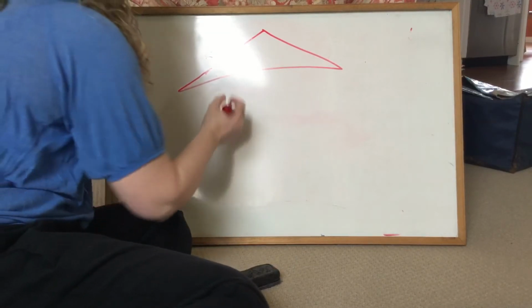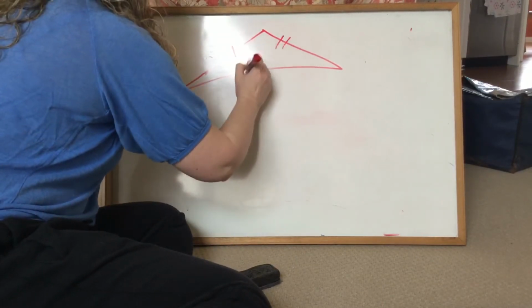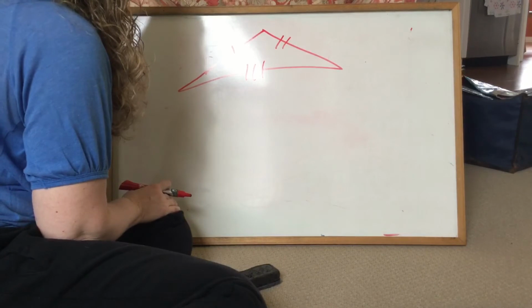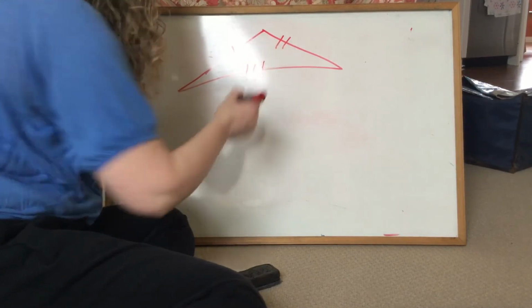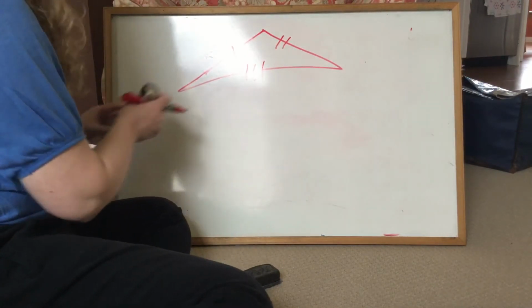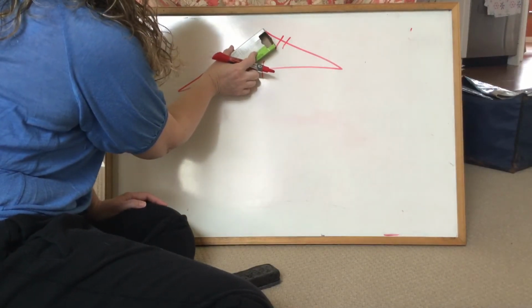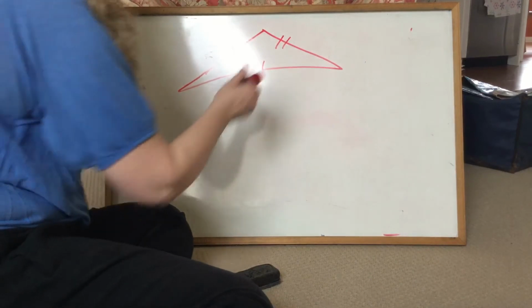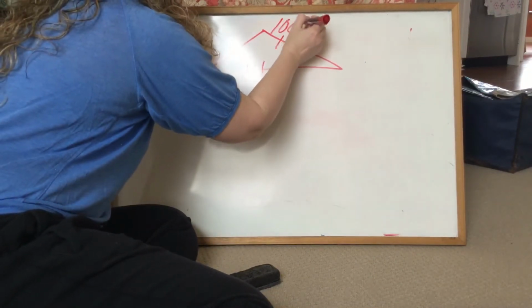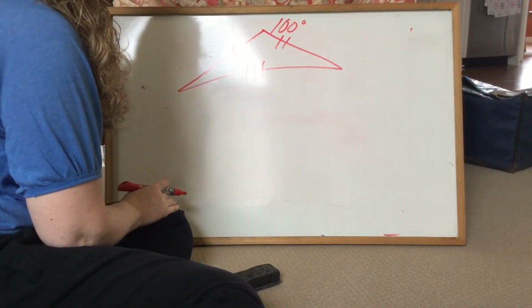So I've drawn myself a scalene triangle here. Let's do a little bit of estimation here. I'm going to take this box that I've got. I know it's an obtuse angle. It's not hugely obtuse. Let's say this is 100 degrees. Okay, that's a 100-degree angle.